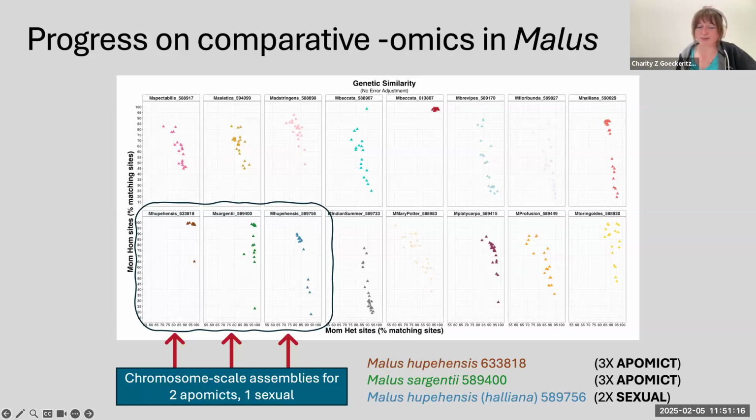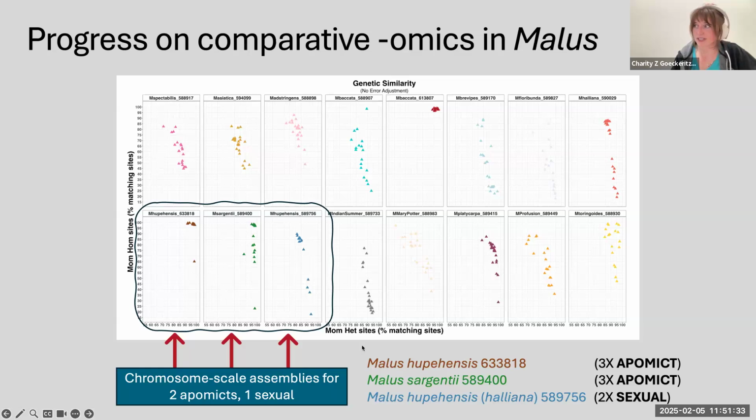It's labeled as Malus hupensis, but that is a species that is almost by definition triploid and apomictic, and this one is not. So this is a sexual that I think is Malus halliana. So never believe what is labeled in the germplasm databases is the lesson here.